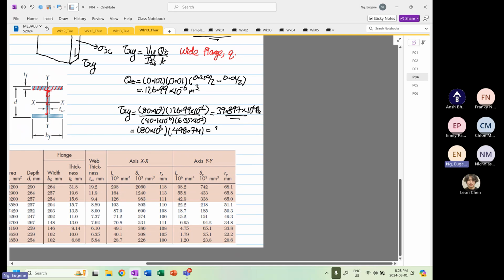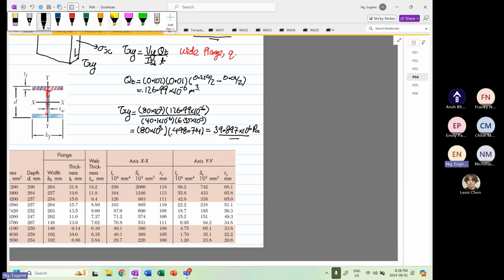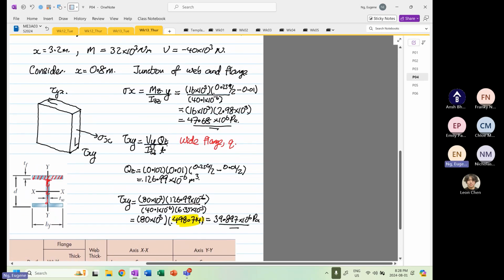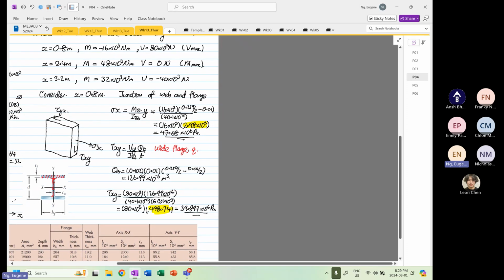Okay, so 39.897. Why I say it's important, because later on you'll see we will need this number, and we also will need this number for other locations. Okay. So now this is x is equal to 0.8. Now we are going to next look at x is equal to 2.4.